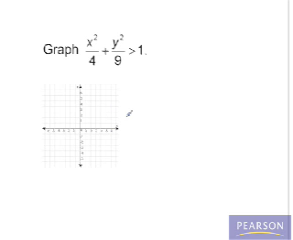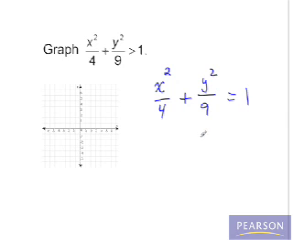Graph x squared over 4 plus y squared over 9 is greater than 1. Let's first take a look at if this was an equation. We have x squared over 4 plus y squared over 9. And let's just assume that it would equal 1. Well, this is the form of an ellipse.